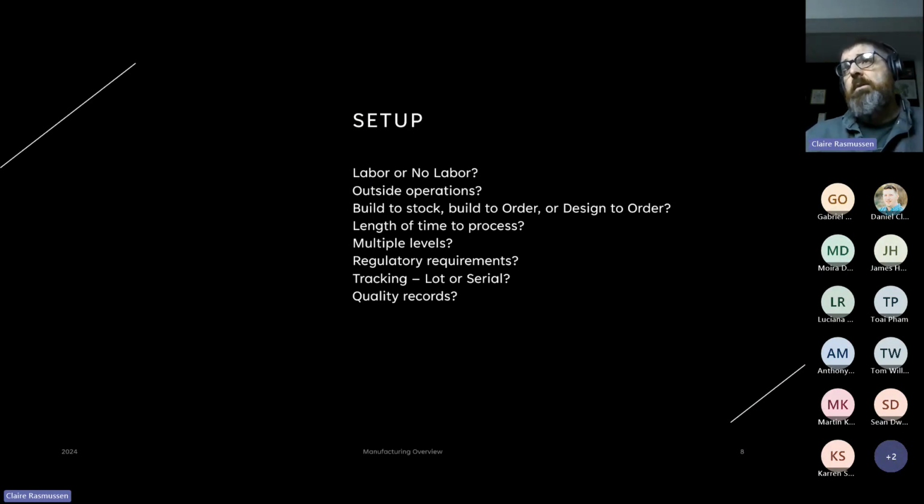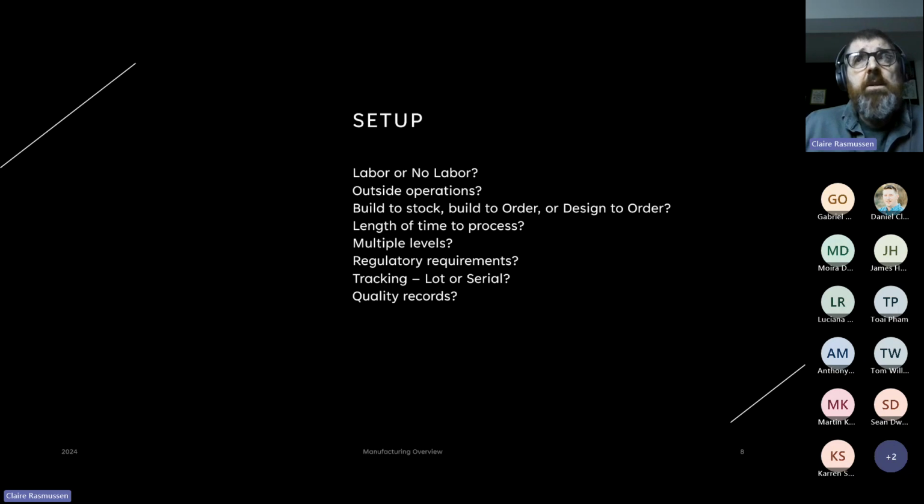Do you want to do labor? Do you want to record the labor? Do you have outside operations? Is it heat treating, painting, plating, things that you need to send out, but it's still in the middle of the process, so it's not the only thing that's done to the part? That could be a make from, but it's just a step in the process. Do you build to stock, to order, or design to order? Those all affect how you're going to use that manufacturing module.